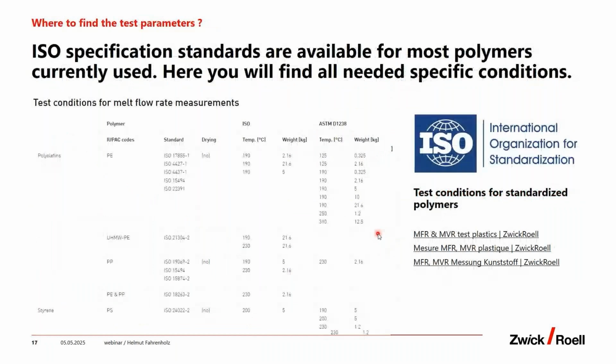If you have a certain polymer, where do you find the temperature and the weight to be tested? This in ASTM is directly written. There are a lot of examples in the testing standard, which is ASTM D1238. In ISO it is a little bit more complicated, because it is no longer in ISO 1133, but these indications you find in the specification standards of each of these polymers.